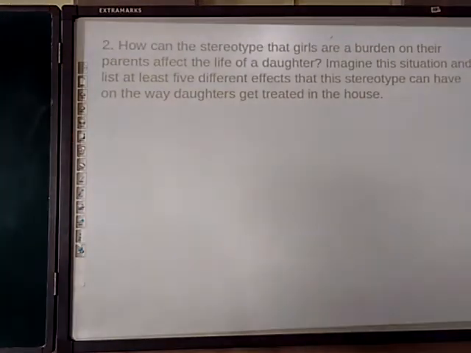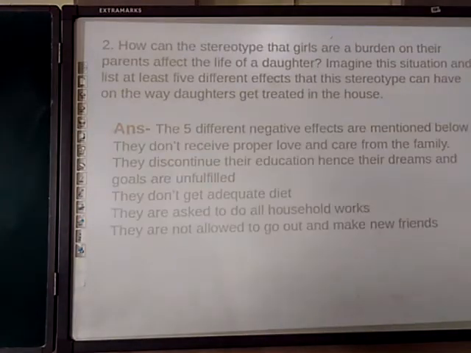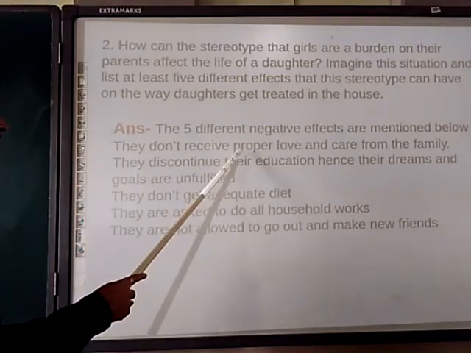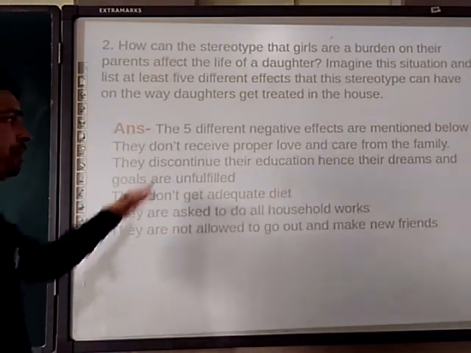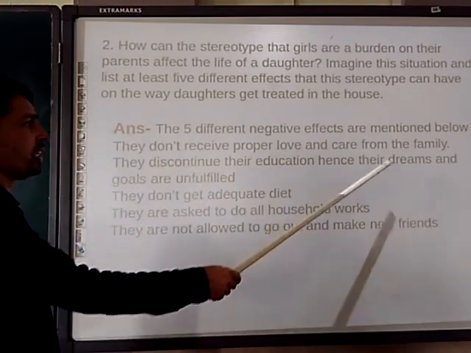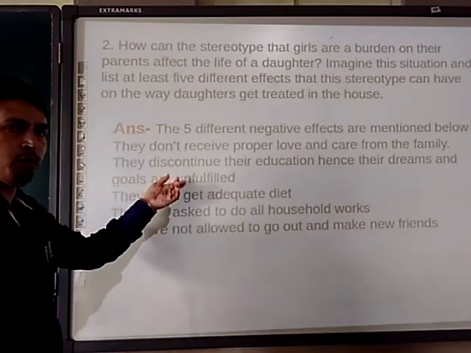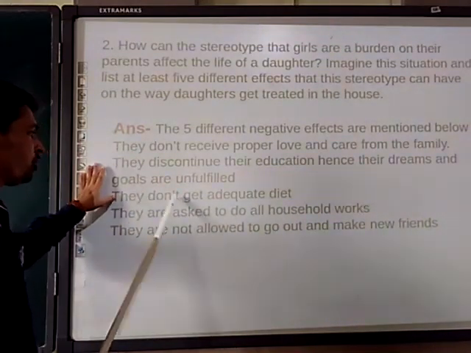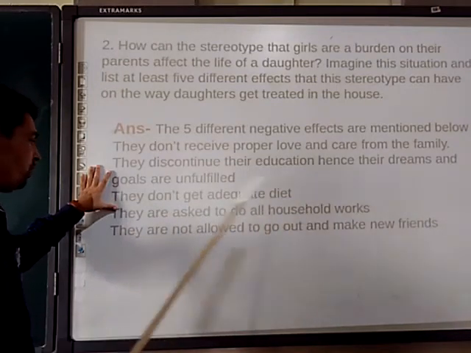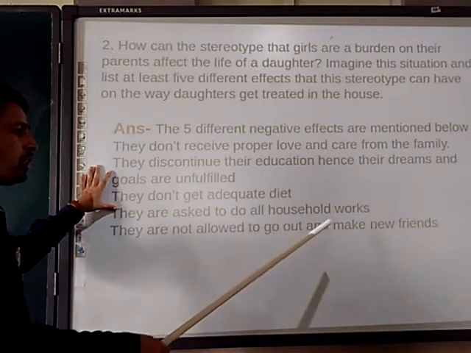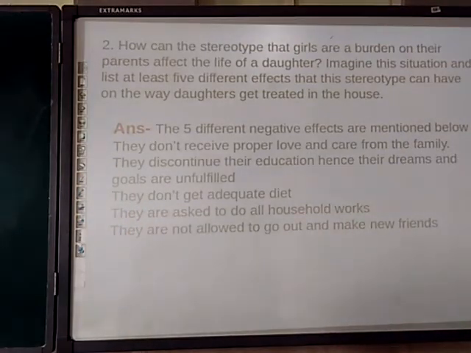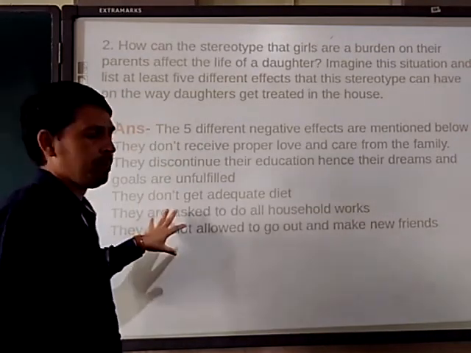Let's see the answer. The 5 different negative effects are mentioned below. They don't receive proper love and care from the family because they are thinking the girls are a burden. They discontinue their education, hence their dreams and goals are unfulfilled. They don't get a proper diet. They are asked to do all household work. They are not allowed to go out and make new friends. So this type of discrimination they are going to face, and the stereotype behavior.